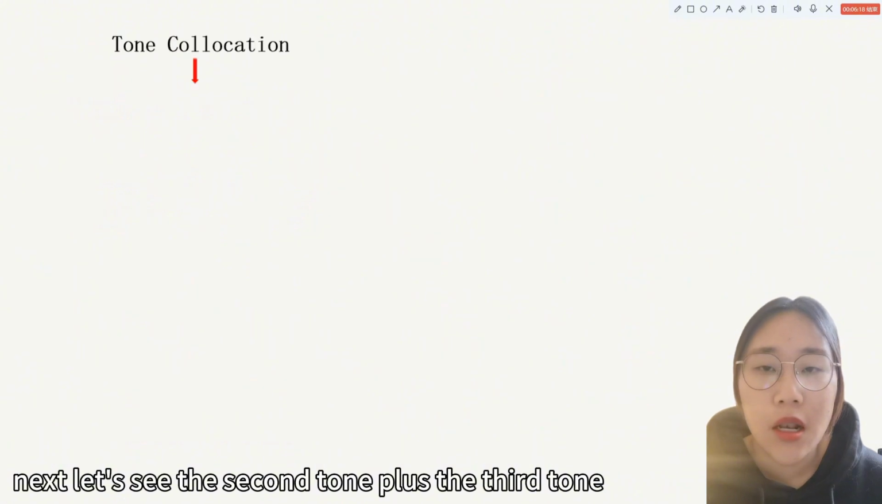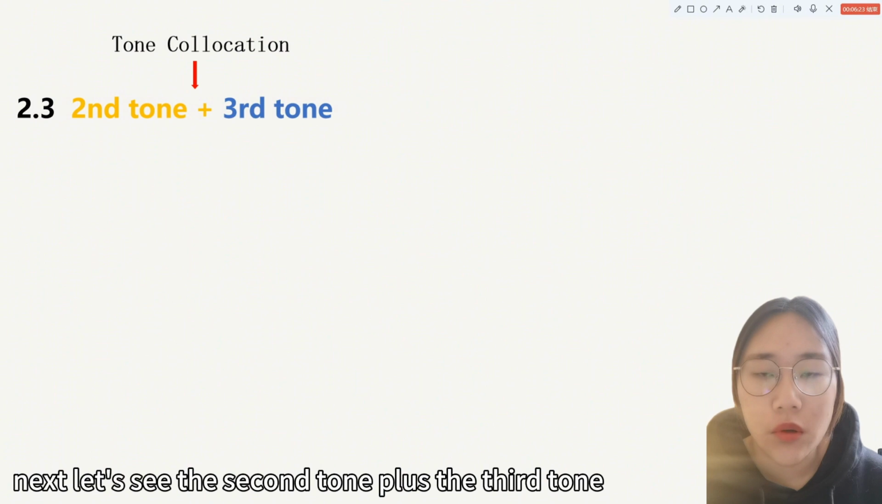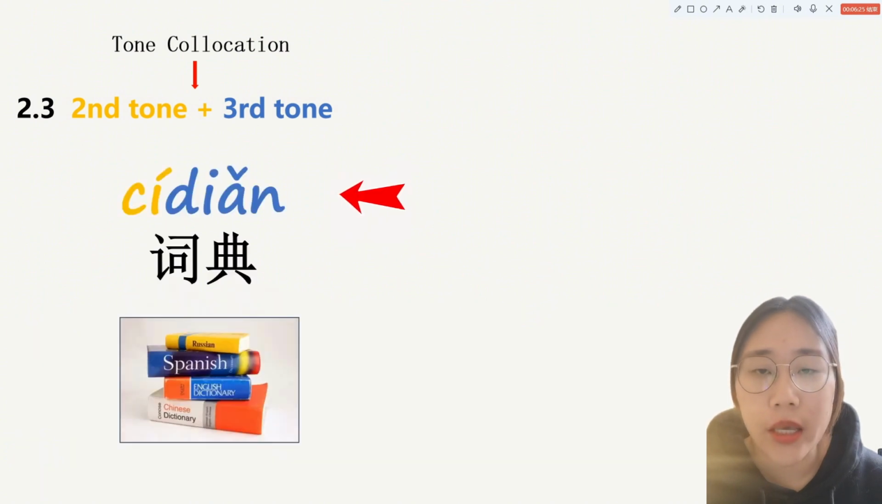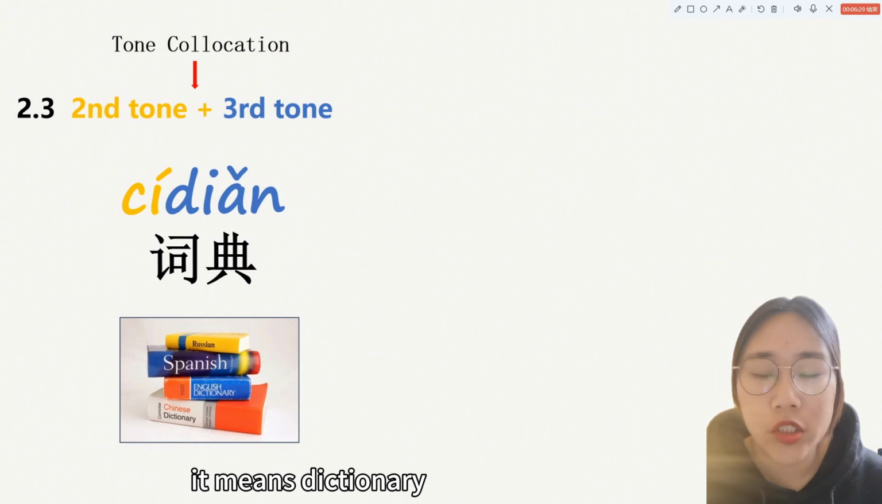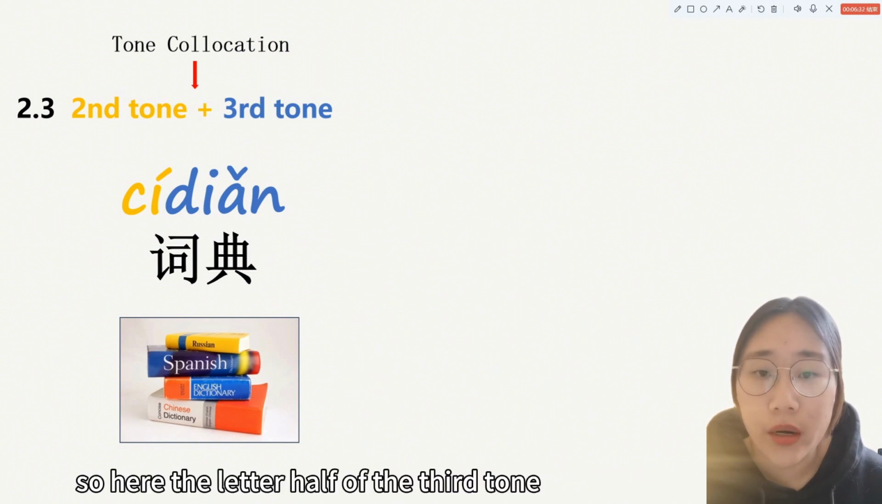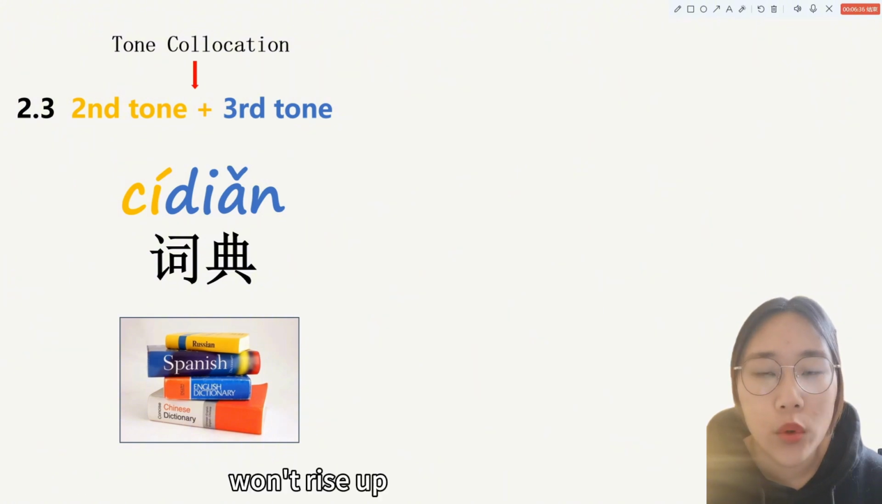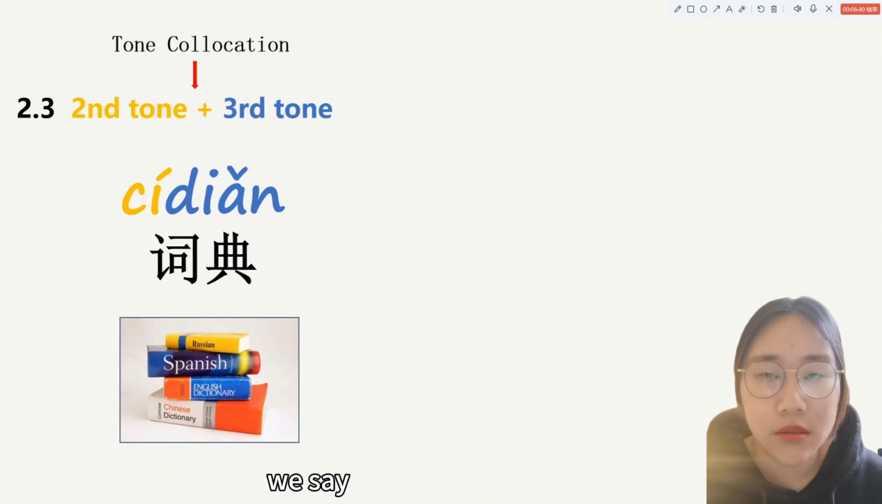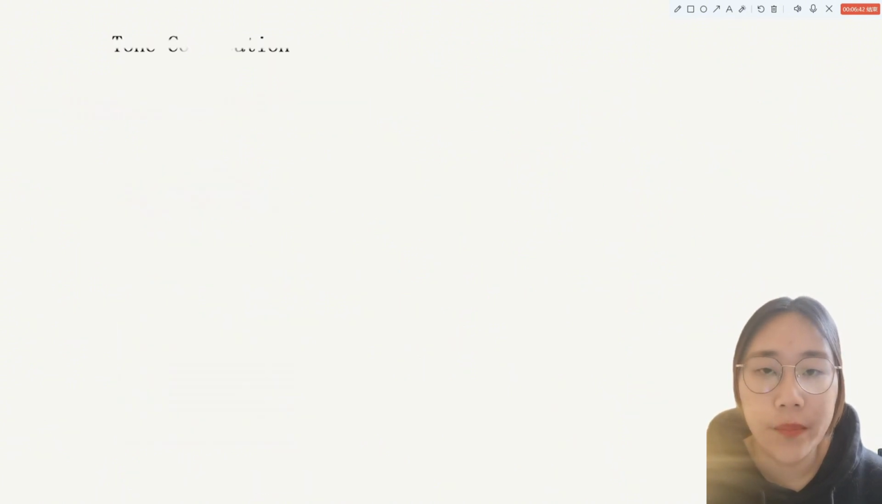Next, let's say the second tone plus the third tone. 词典, 词典, it means dictionary. So here, the latter half of the third tone won't rise up. We don't say 词典, 词典. We say 词典, 词典. Understand?